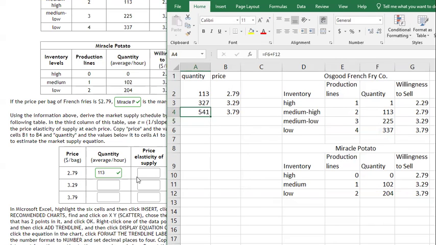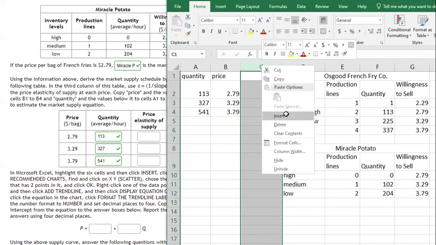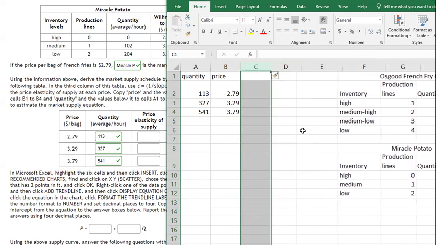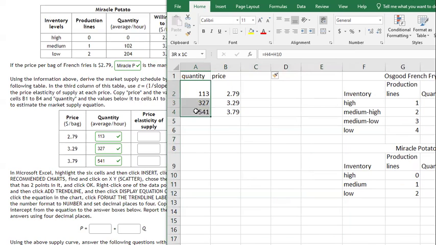So let's type these values over here, 327 and 541. I'm going to insert a couple of columns here. I want to insert a scatter plot here using these values on the x-axis and using these values on the y-axis, because the supply curve is mapped out with quantity along the x and price along the y-axis, right?